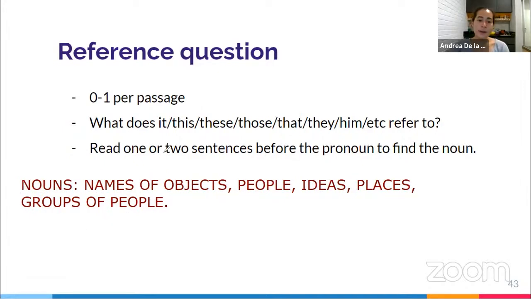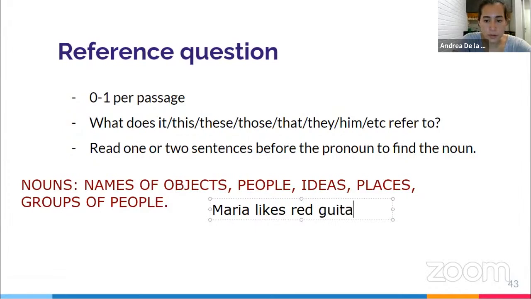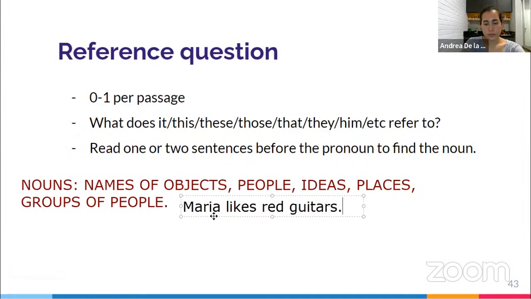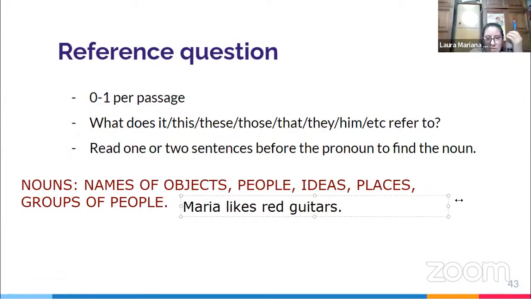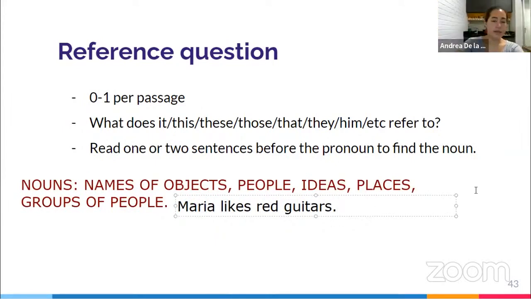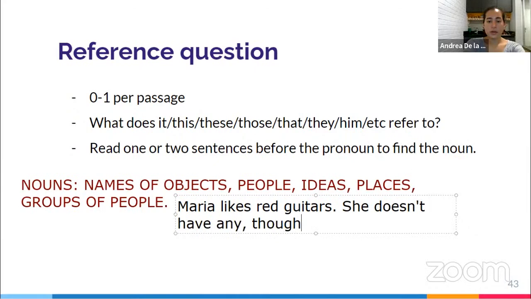And can anyone tell me what a pronoun is? What's a pronoun? A word that can replace the noun. Completes? Are you sure?